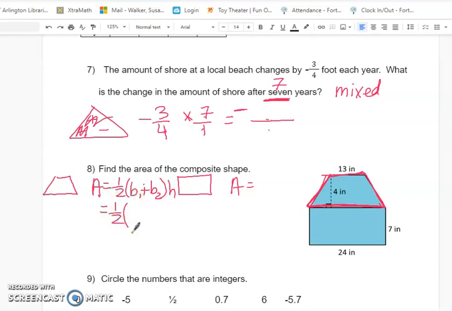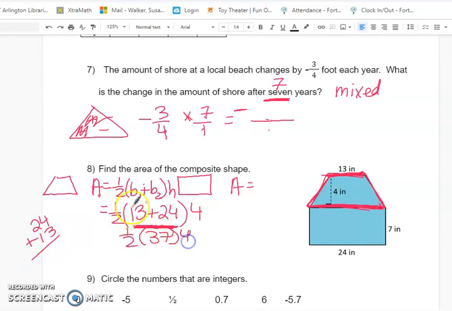So B1 and B2, those are the ones that are parallel. So this one and this one are parallel. So this is 13, and that's 24. 13 plus 24. And then the height is 4. Okay? So 13 plus 24, because think of PEMDAS or GEMDAS if you're looking at the grouping symbols. 24 plus 13 is 37, right?